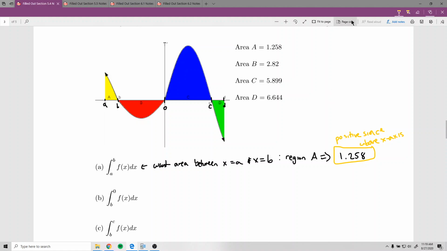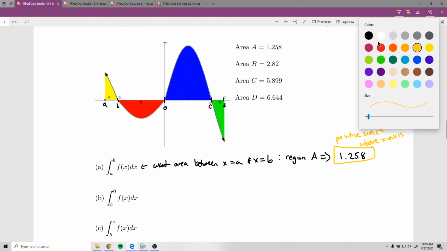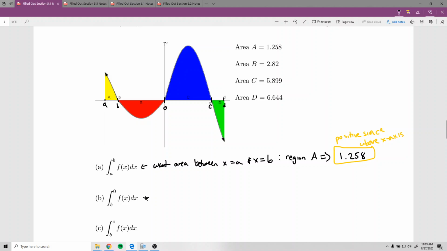But that's all there is to that part. Now part B, we want to find the integral from b to 0 of f of x dx. In words, what we're asking right now is we want the area between x equals b and x equals 0. If you look at the graph here, that's region B. From B to 0 is the red region B.